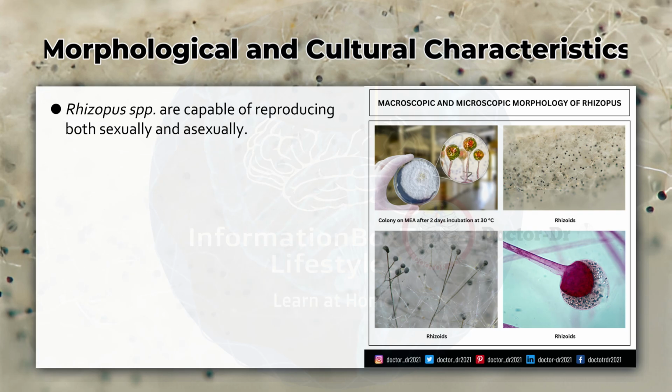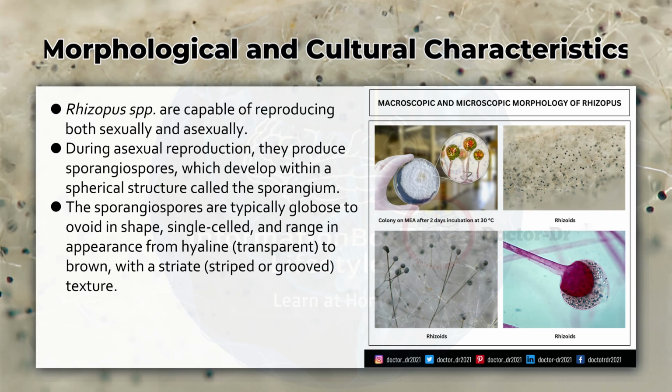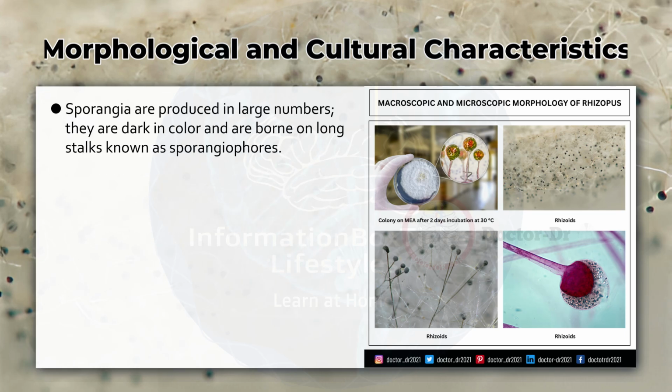Rhizopus species are capable of reproducing both sexually and asexually. During asexual reproduction, they produce sporangiospores, which develop within a spherical structure called the sporangium. The sporangiospores are typically globose to ovoid in shape, single-celled, and range in appearance from hyaline, transparent, to brown, with a striate, striped or grooved texture. Sporangia are produced in large numbers. They are dark in color and are borne on long stalks, known as sporangiophores.